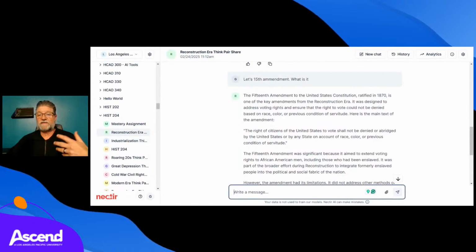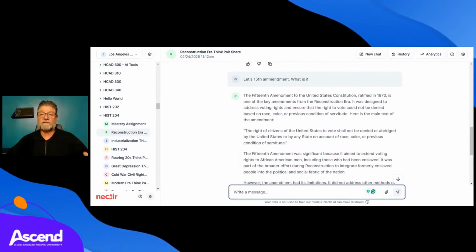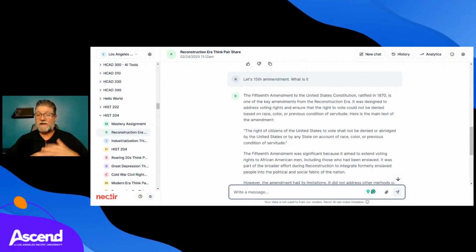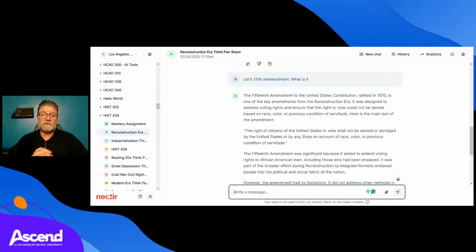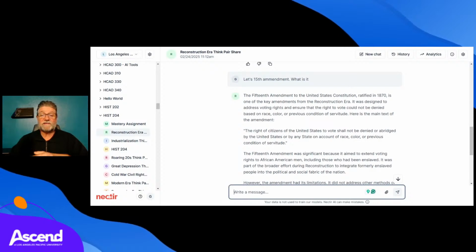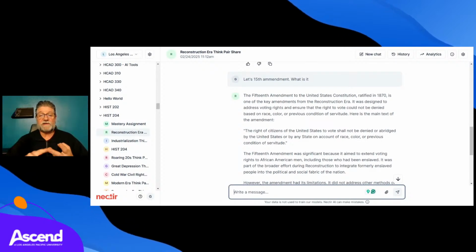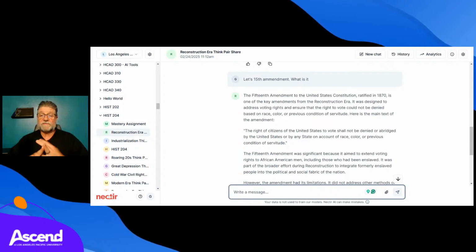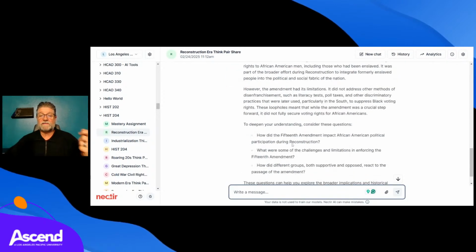The 15th Amendment of the United States, ratified 1870, is one of the key amendments from the Reconstruction era. So we're in the right era. I'm going to show you why it's staying right along with this. It was designed to address voting rights and ensure that the right to vote could not be denied based on race, color, or previous condition of servitude. Here is the main text of the amendment. So it gets right into it.